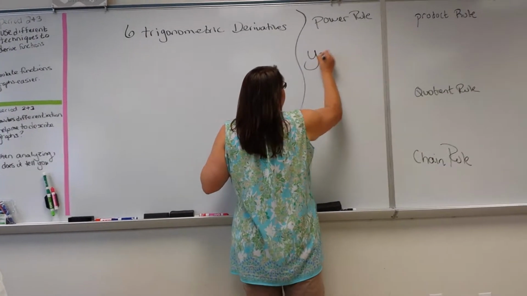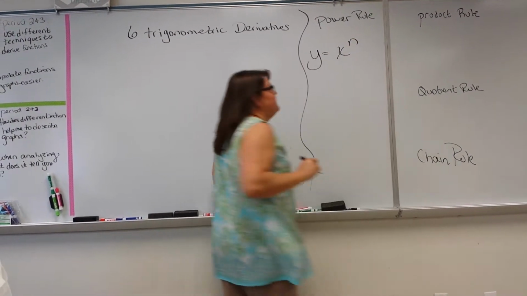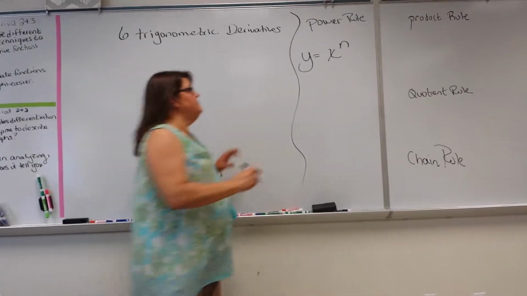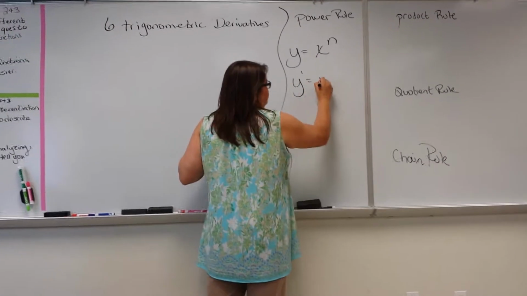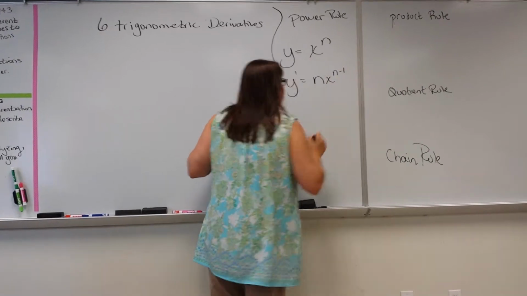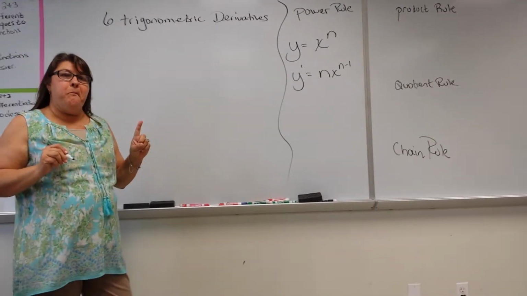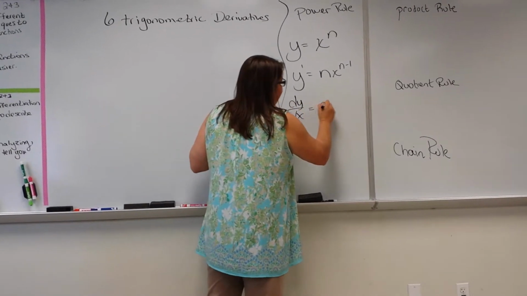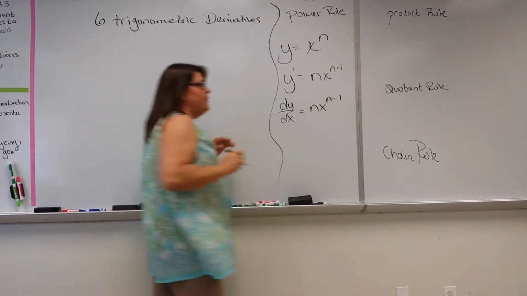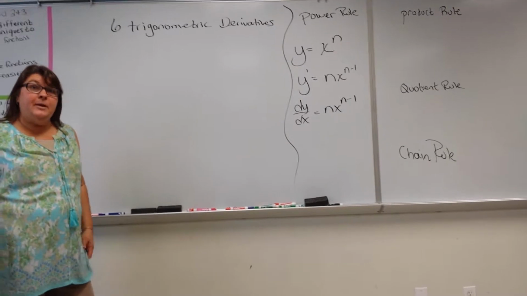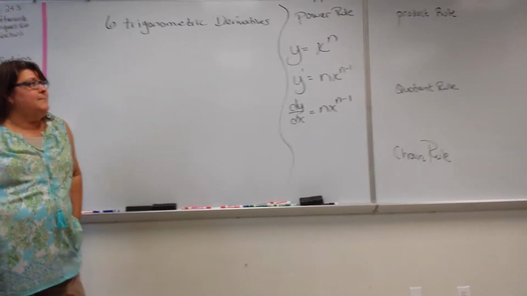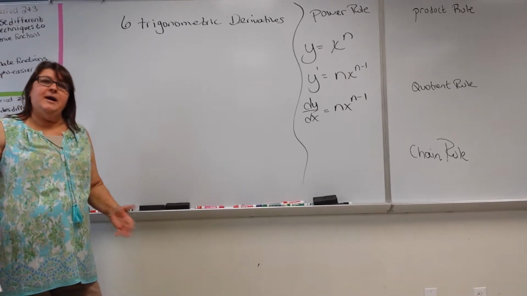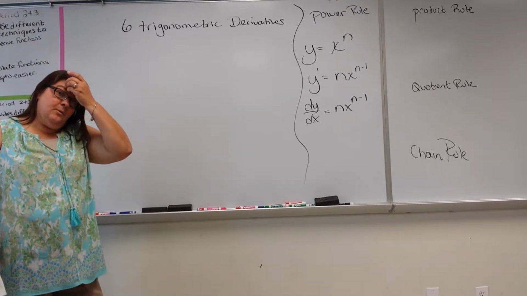If our function is y equals x to the n, the derivative is nx to the n minus 1. Instead of y prime, what else could I have written? dy over dx. Either one works, right? Are we good? Any questions about how that one works? That should be really comfortable and very familiar for you guys.